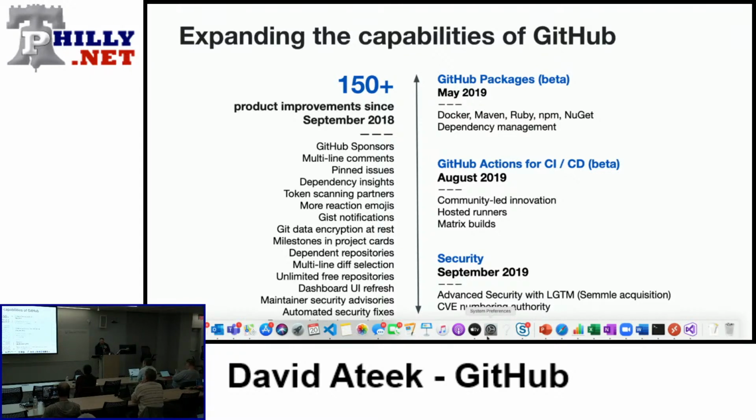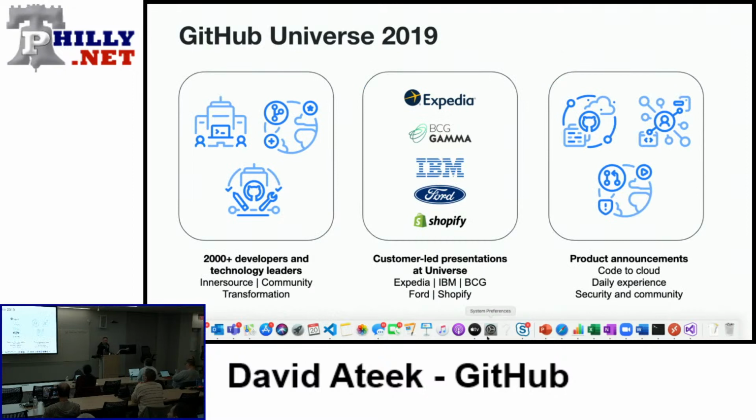And the security stuff is what I think is extremely interesting, especially for enterprises. So at GitHub Universe, we had 2,000 developers, tons of different companies coming out presenting. Companies like Expedia, IBM, BCG, Ford. These are companies that have brought GitHub into their enterprise, and this is how they're actually building software today. It's how they're taking advantage of open source software.